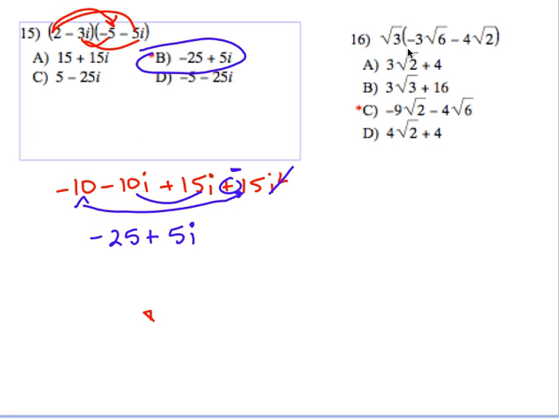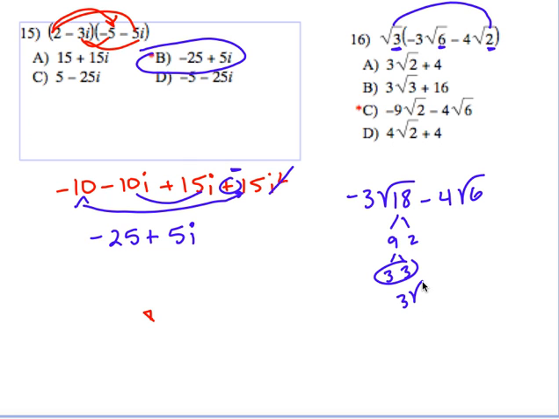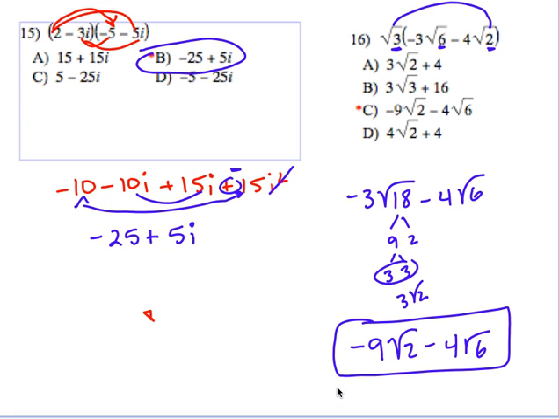For 16, you had to distribute, but remember, you could only multiply the 3 times the 6. So that gives you -3 square root of 18. And again, you have to multiply the -3 times the 2. So that gives you -4 square root of 6. Notice you don't see that answer because they broke down the 18. So this becomes 3 square roots of 2, but you already had a -3 there. So that's a -9 square root of 2 minus 4 square root of 6. And that is your answer.